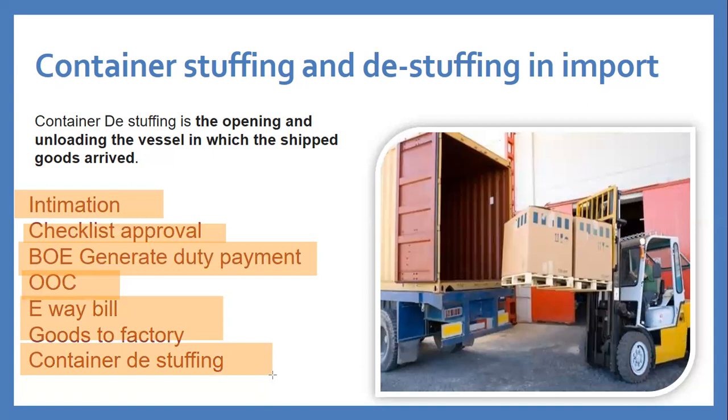After the container arrives, everything needs to be checked and the MIGO process will be done. In the MIGO process, the goods are inspected by the quality team, and after checking, if the goods are okay, then the MIGO process is done. These are the activities used in the container de-stuffing process. So we have understood what container de-stuffing in import is.